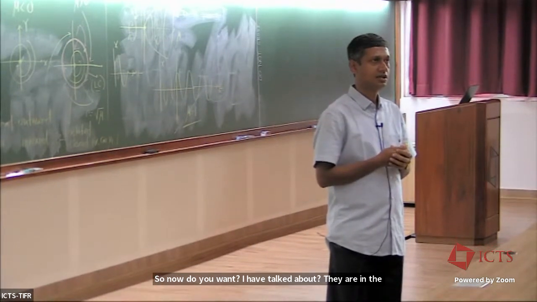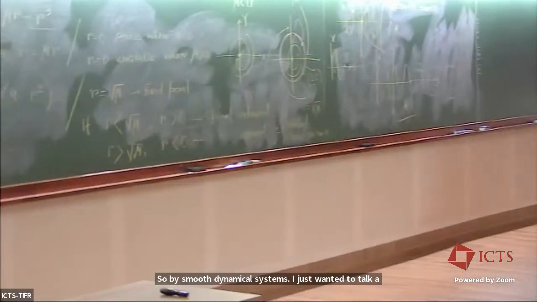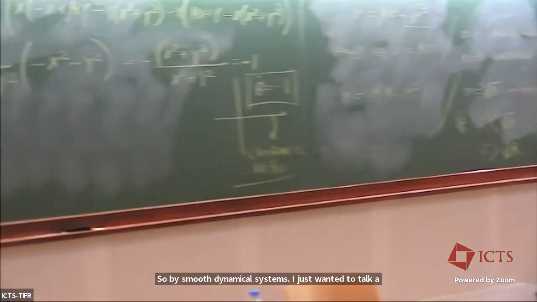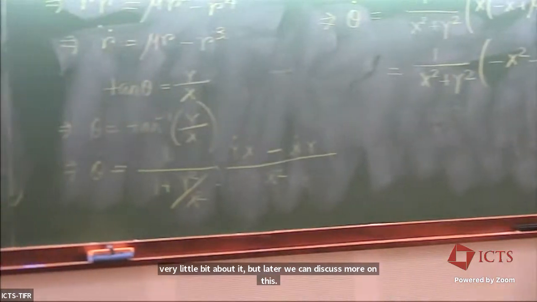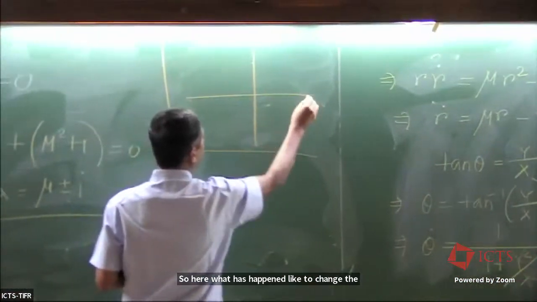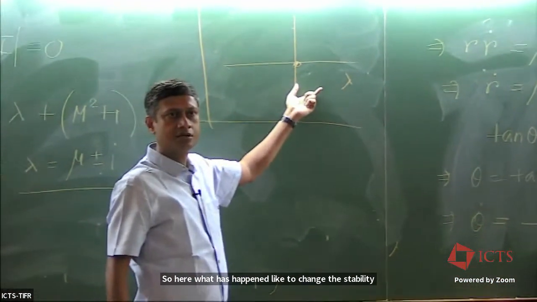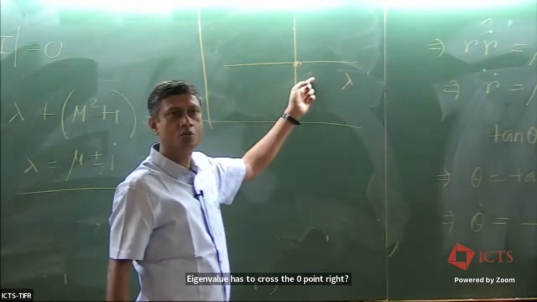Now the ones I have talked about are in the framework of smooth dynamical systems. I just want to talk a very little bit about it, and later we can discuss more. Here, to change the stability, the eigenvalue has to cross this 0 point.